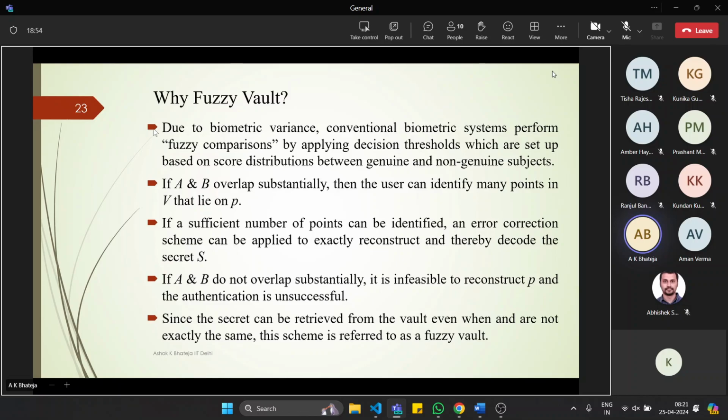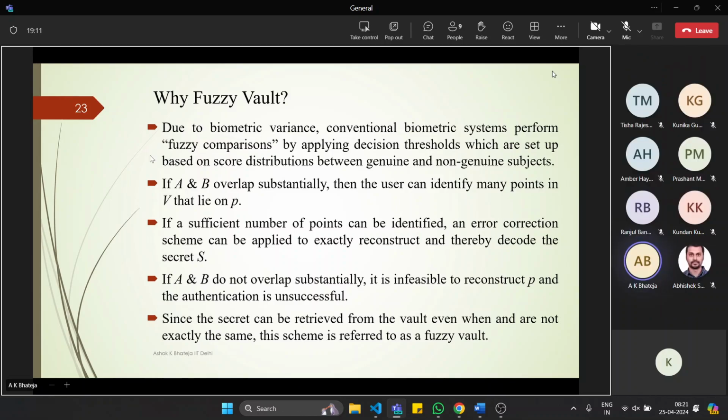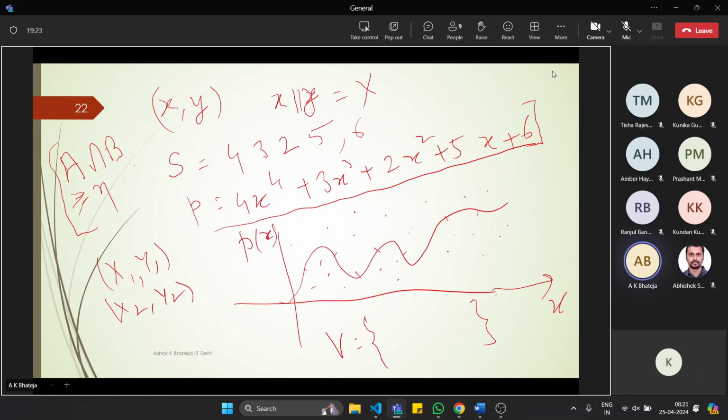Due to biometric variance, conventional biometric systems perform fuzzy comparisons by applying decision thresholds, which are set based on the score distribution between genuine and non-genuine points. If A and B overlap substantially, then the user can identify many points in the vault V that lie on the polynomial. I already explained that if a sufficient number of points are there, in this case, if this is the polynomial, then 5 points will be sufficient to reconstruct the polynomial.